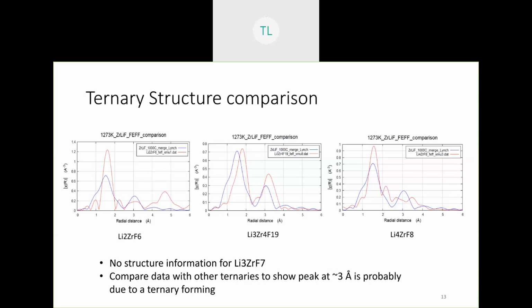In the blue is our data, and in the red are the various ternaries. The various ternaries are Li2ZrF6, Li3ZrF19, Zr4F19, and Li4ZrF8. You can see here on the left, there's a peak at 3 angstroms. Here in the middle, this shows a nice qualitative resemblance to our data, and there's also a peak at around 3 angstroms. And then here in the last one, there are 2 peaks that are at about 3 angstroms or pretty close to it.